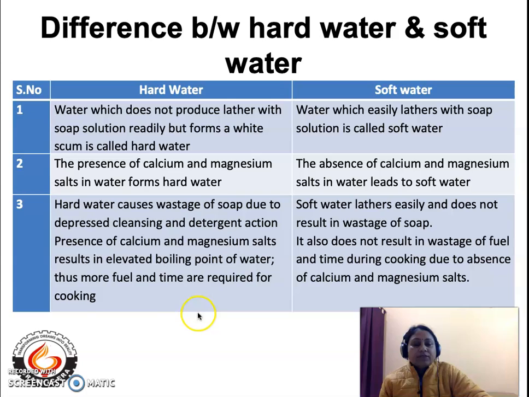So that means if we use hard water for cooking, it results in more consumption of energy and time. Whereas in the case of soft water, it does not result in wastage of soap. The cleansing action is enhanced, and also it does not result in the wastage of fuel and time during cooking because of the absence of calcium and magnesium salts.